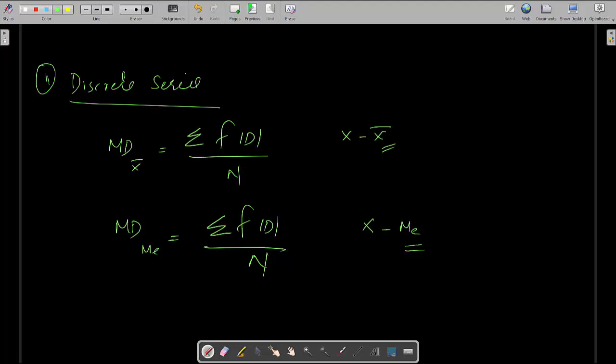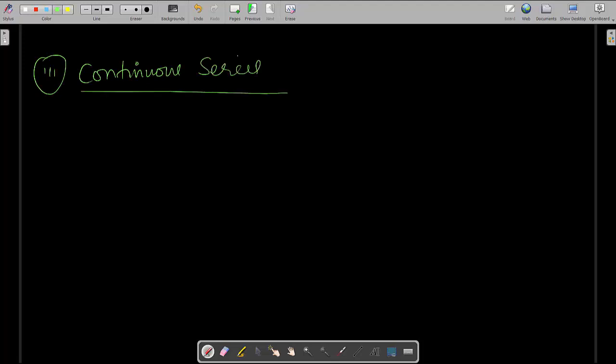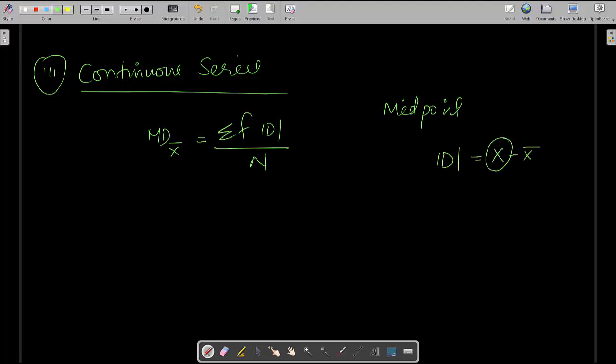Now we also have continuous series, wherein the mean deviation from mean is equal to sigma f d by n here. Now remember, in continuous series, you have to calculate midpoint, right? So when you calculate midpoint, to find out d, you have to use x minus mean. So the x value here will be your midpoint value. So you have to write x minus mean. However, just remember this x here is talking about midpoint, okay? So midpoint minus mean. So this is how we are going to calculate mean deviation. Clear?